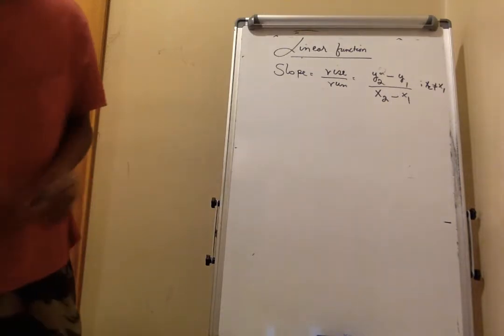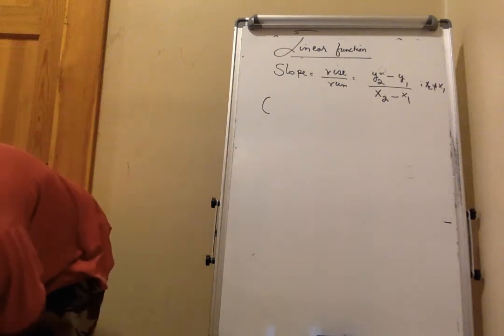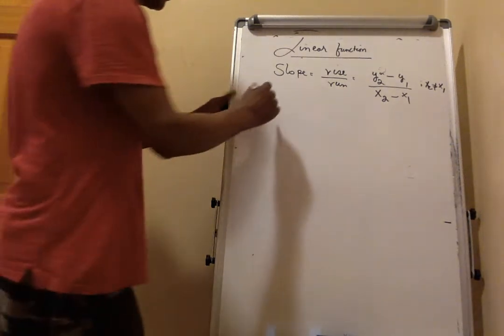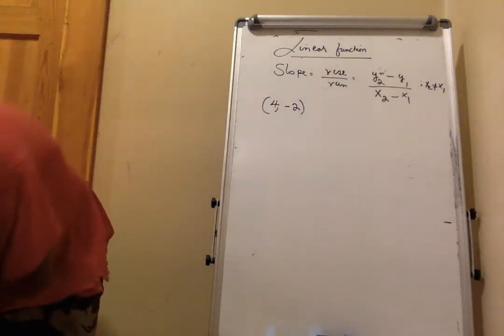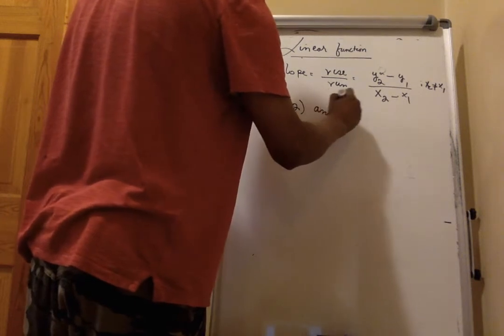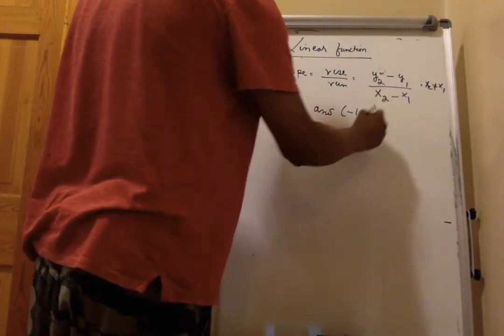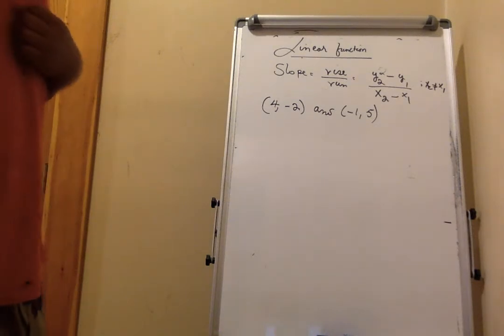Okay. Probably let me do another one. And 4 and -2 and -1 and 5. Again, go ahead and find the slope. Label them x1, y1, x2, y2.